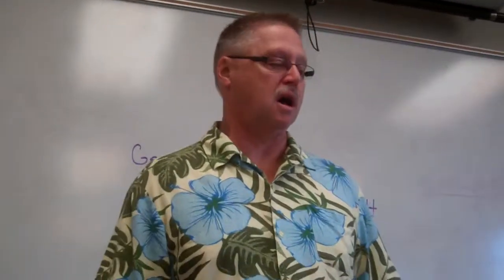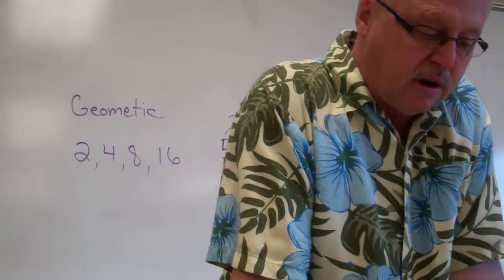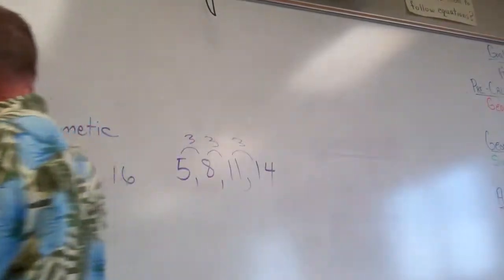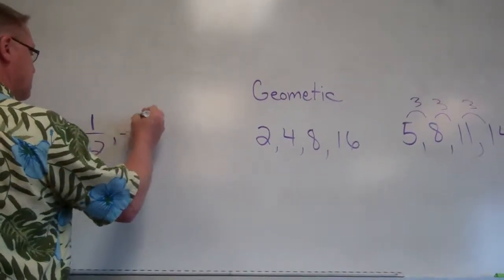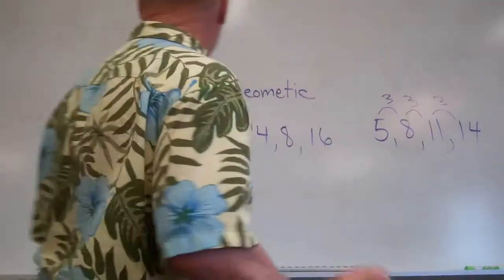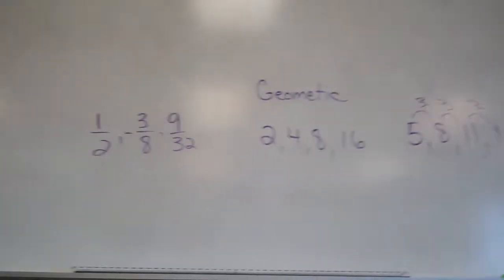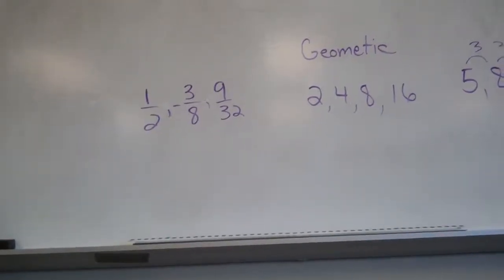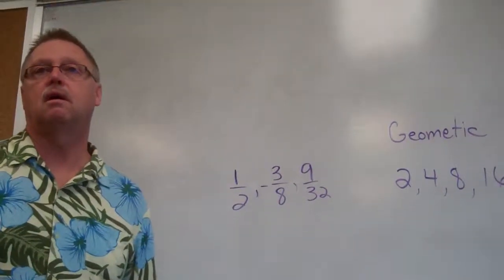I'm going to have my friend Ben. He's going to look at number 2 there. He's going to try to figure out what they're doing. It goes a half, -3/8, then it's 9/32. Ben, can you see at all what they're doing? It's we multiply by -3.